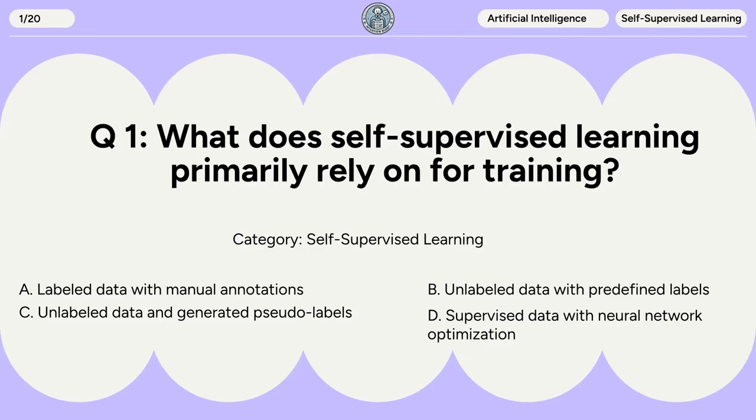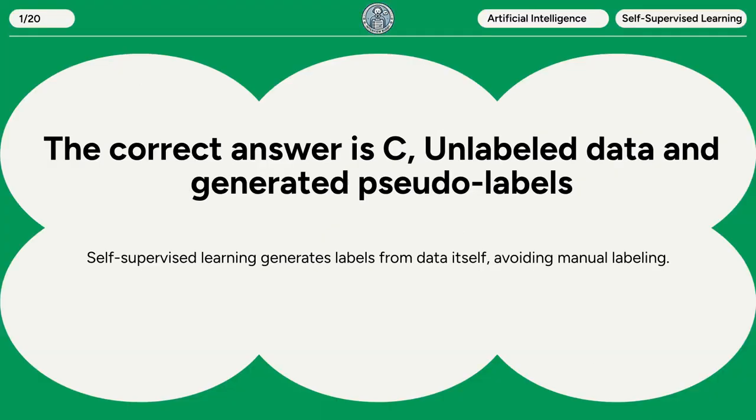Question 1. What does self-supervised learning primarily rely on for training? A. Labeled data with manual annotations. B. Unlabeled data with predefined labels. C. Unlabeled data and generated pseudo-labels. D. Supervised data with neural network optimization. The correct answer is C. Unlabeled data and generated pseudo-labels. Self-supervised learning generates labels from data itself, avoiding manual labeling.